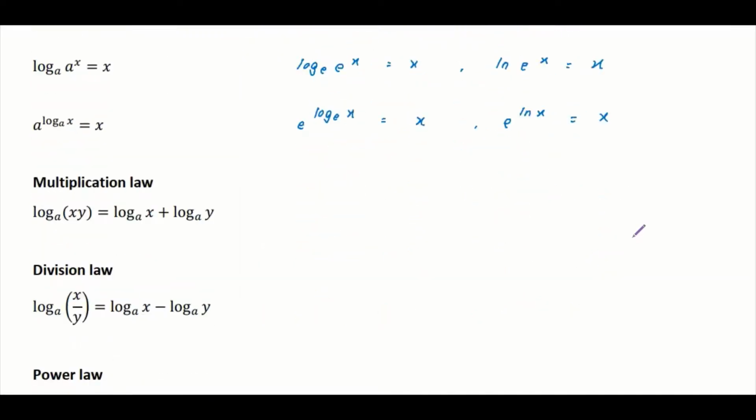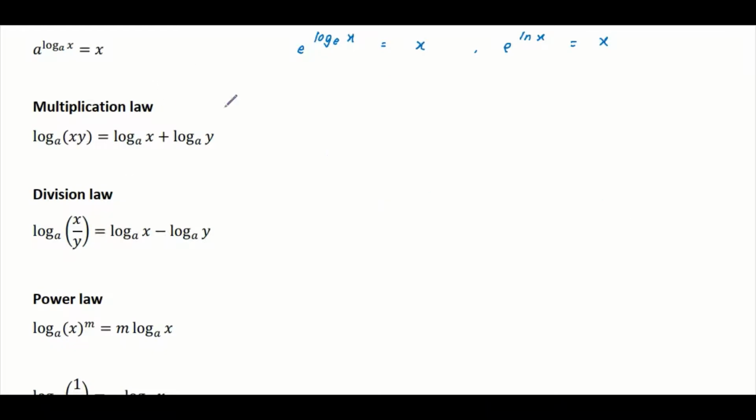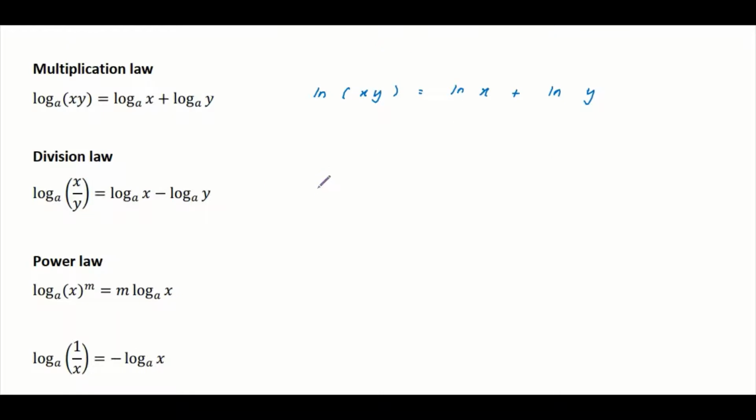Next one, the multiplication law. We already know that log a can be changed to log e, so let us just write ln. ln of xy equals ln x plus ln y. Then the division law: ln of x over y equals ln x minus ln y.